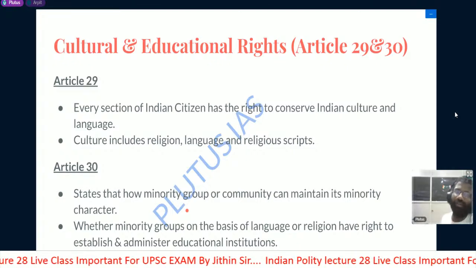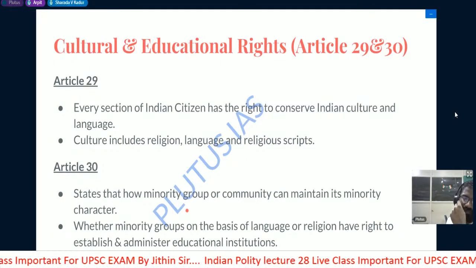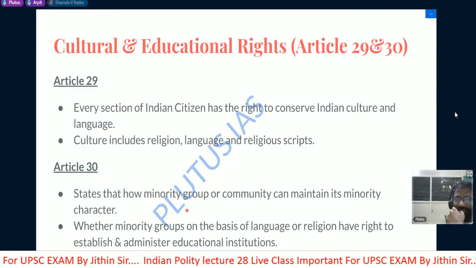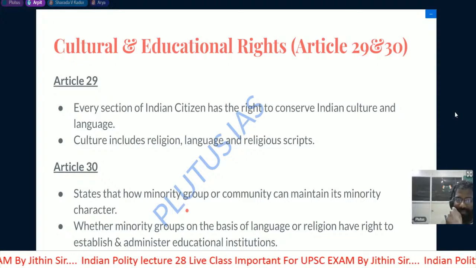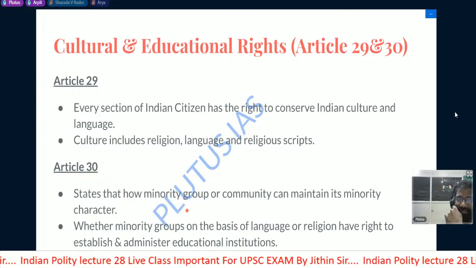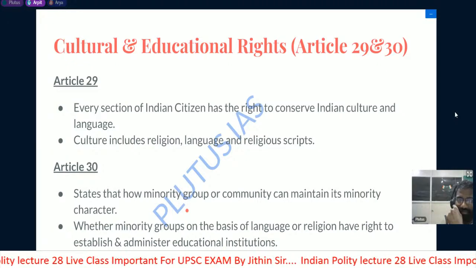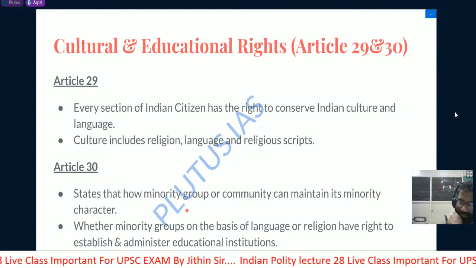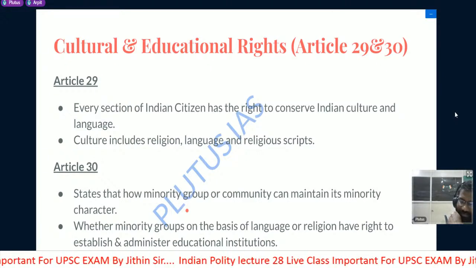Who remembers Article 14 of Indian Constitution? Okay, it was equality before law and equal protection of law. Equality before law was taken from the British Constitution, and equal protection of law was from the American Constitution. Okay.